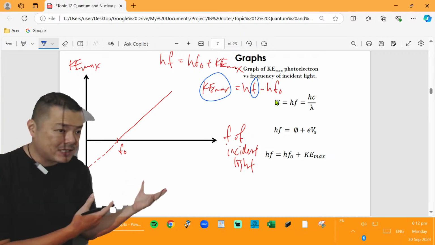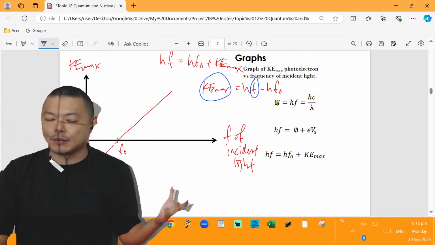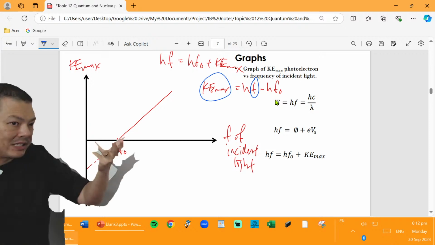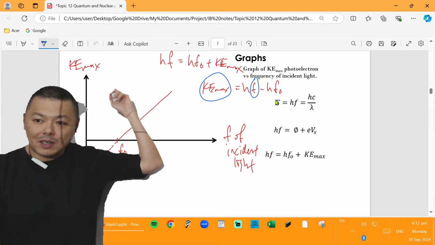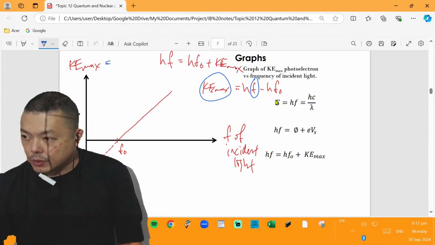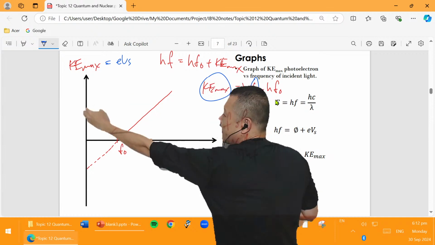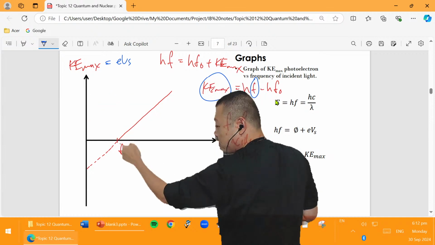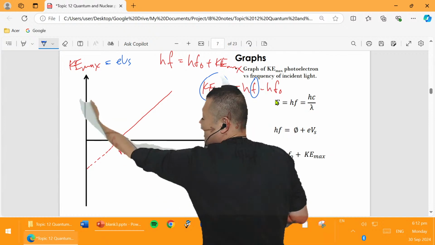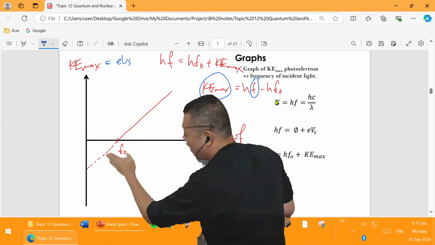Am I trying to find stopping potential here? Technically I'm not. But here's the thing: can I get you to agree that the y-axis is actually proportional to stopping potential? Ke max is equal to eVs. So that means the higher the energy of my electron, the stronger the stopping potential. If I increase the frequency of the light, then the stopping potential gets harder and harder to stop. Now we have to extrapolate this dotted line here.